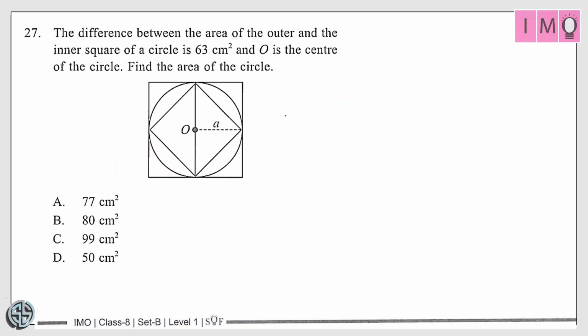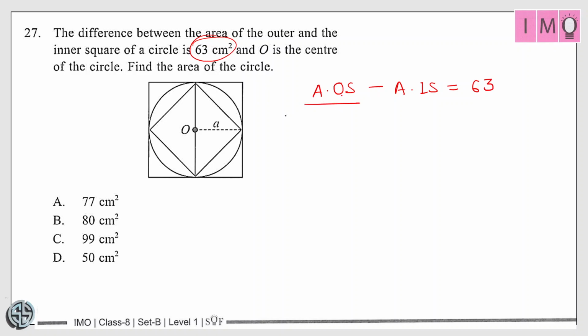Now let's look at the 27th question here. The difference between the area of the outer and the inner square of a circle is this, and O is the center of the circle. You have to find the area of the circle, right? So you can see here it is given that the difference between the outer square and the inner square is 63. So we have to write the area of the outer square and the area of the inner square, and the difference is given as 63.